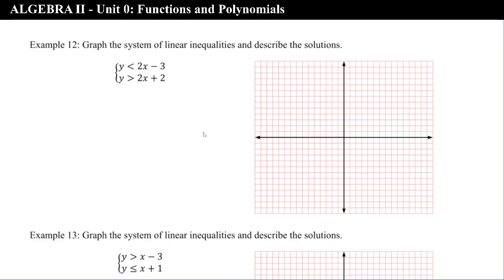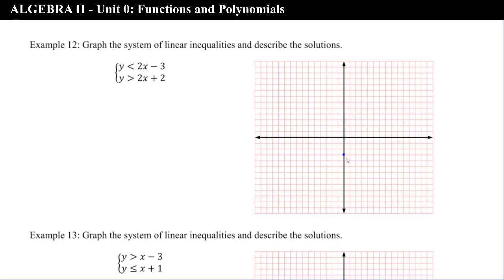Okay, so here's what we're going to do. We are going to first take a look at the first equation, and we're going to plot what our y-intercept is. In this first equation, our y-intercept is -3. So we're going to go down to -3 and place our point.